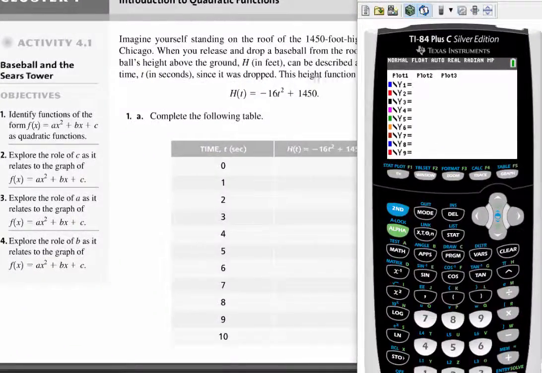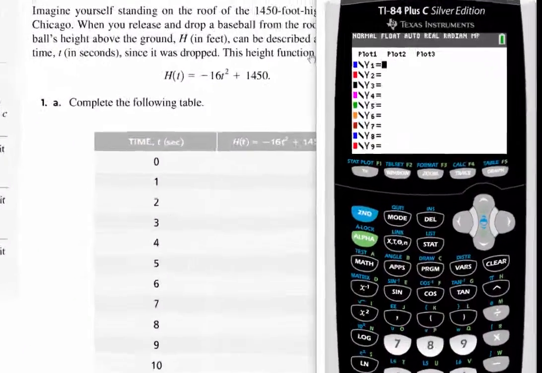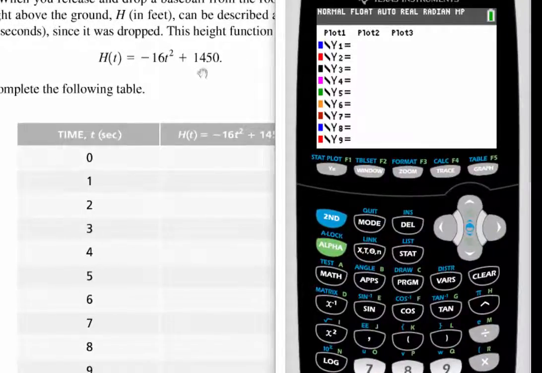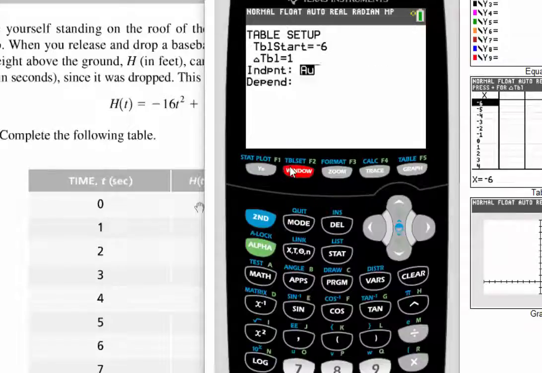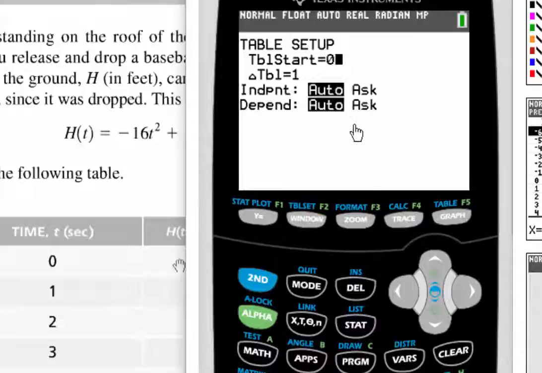and enter into y1 the function. So we're going to enter negative 16t squared plus 1,450. So here's my function. And again, make sure you use the negative key, which is found below the number 3, not the subtraction key. Okay, and I want to create a table. So my table in the book starts at 0 and ends at 10. So I press the window key, because above window it says table set. And I want to start at 0. I'll count by ones, and I want this to be auto.